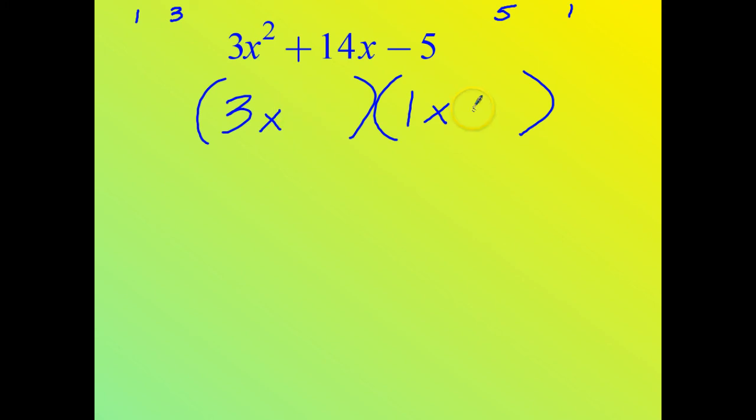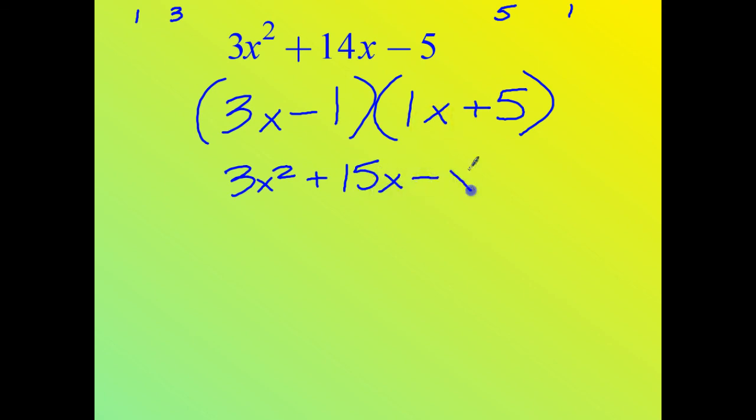So I need the positive 5 to be over here, which means the negative 1 needs to be here. So I'm going to do 3x times 1x. I get 3x squared. 3x times 5x is 15x. Negative 1 times x is minus 1x. Negative 1 times positive 5 is negative 5. Okay, and we'll get 3x squared plus 14x minus 5.